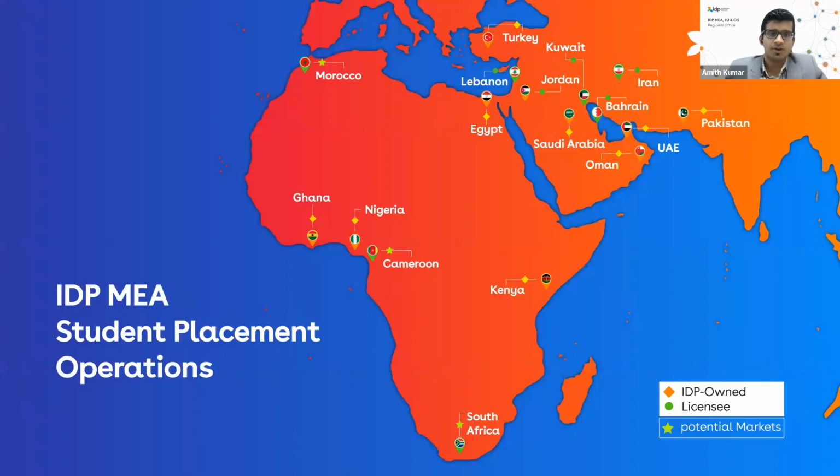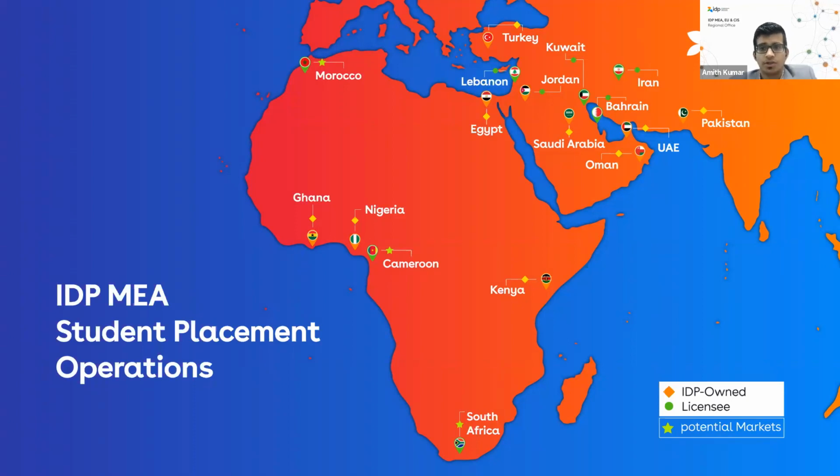So starting off, I know Robin has shared the global network, but I wanted to focus a bit more on the operation that we have in the Middle East and Africa region. So I just wanted to highlight some of those countries that we have. You'll notice some of the countries are highlighted with a diamond, a yellow or orange shape. These are IDP owned offices.